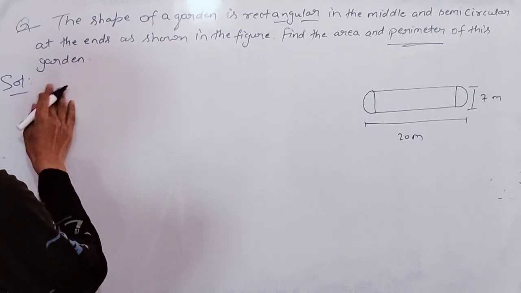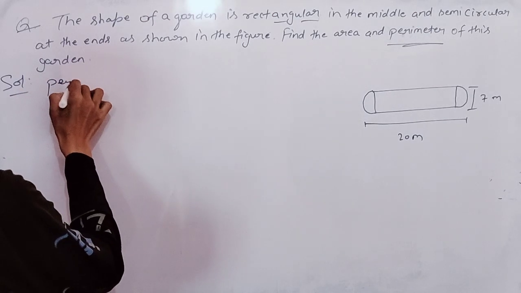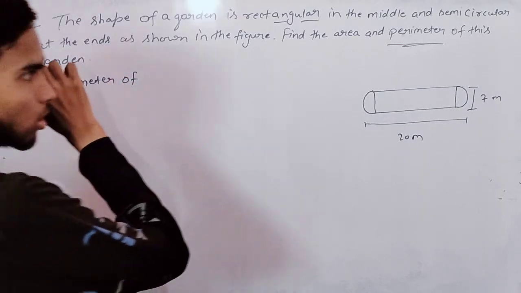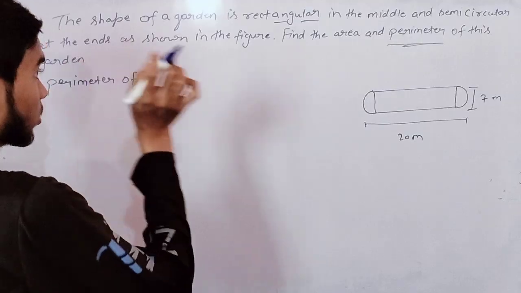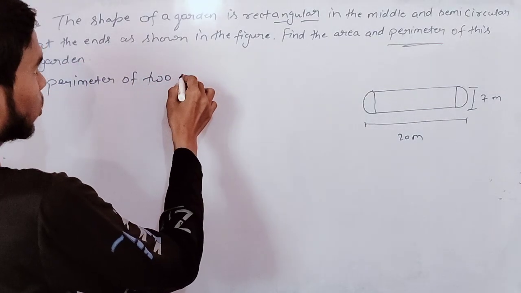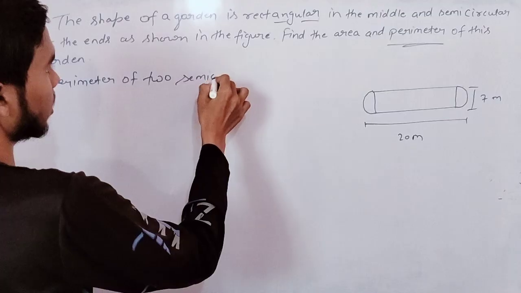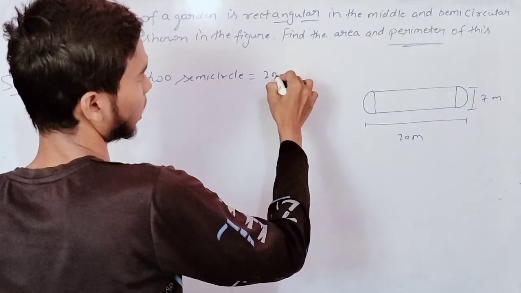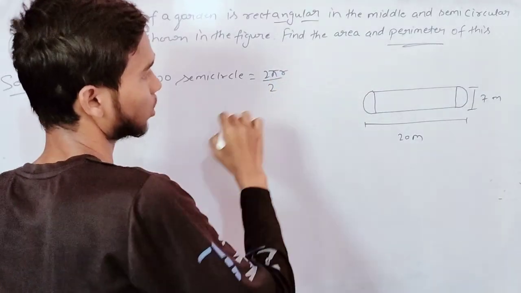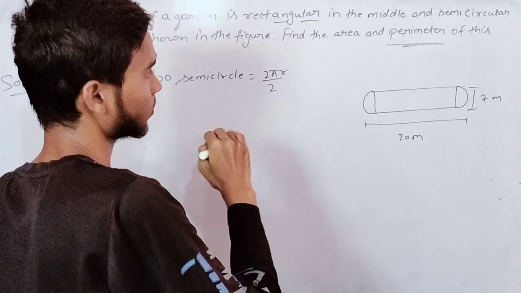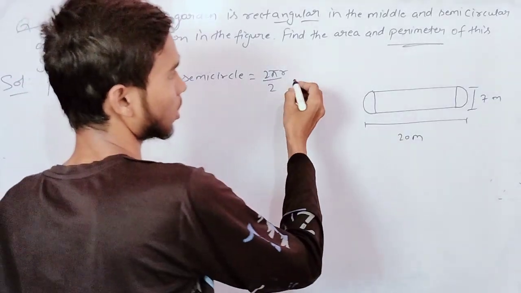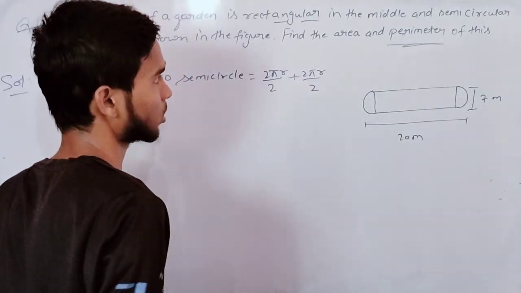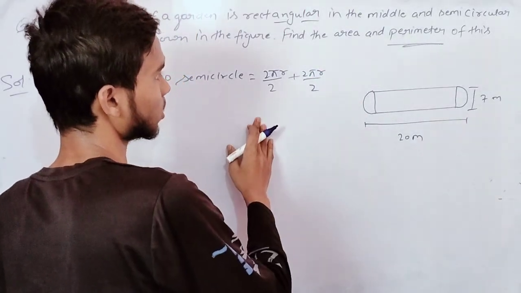From perimeter. Perimeter of two semicircles would be what? 2 pi r upon 2 plus 2 pi r upon 2. You can say 2 times.